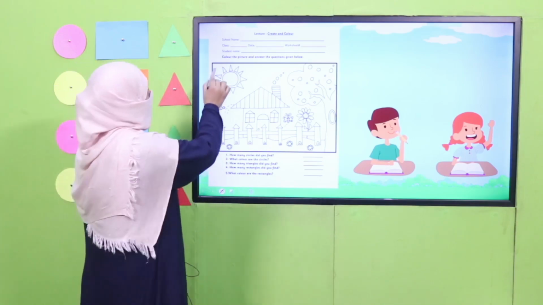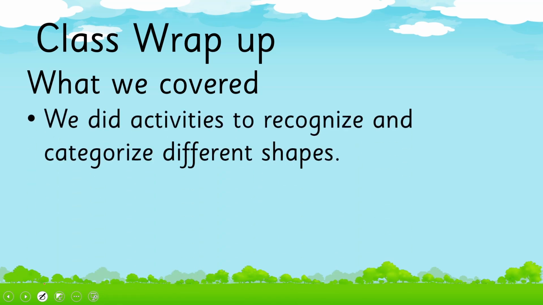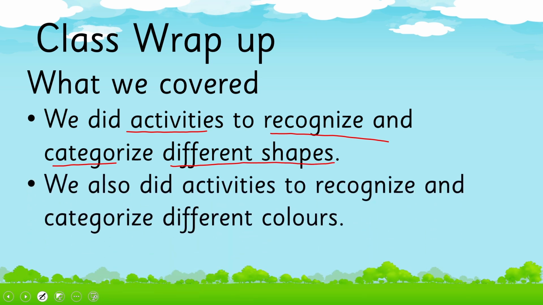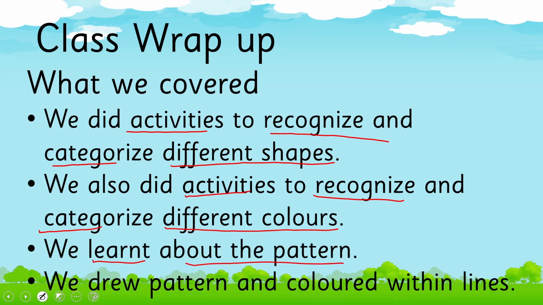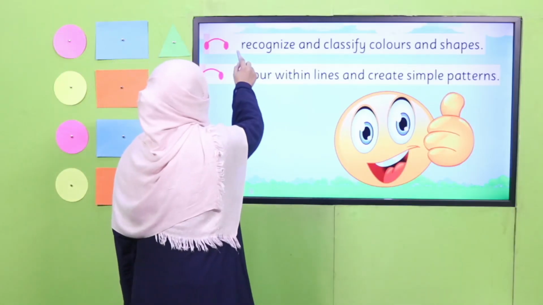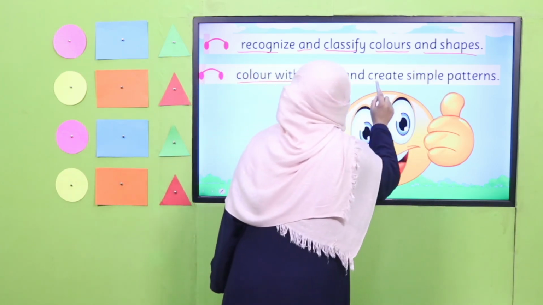And students, what will you do? You will color the picture and answer the questions given below. First, you will color this shape and then you will write the answers of these questions. So, what have we learned today? We did activities to recognize and categorize different shapes, and we did activities to recognize and categorize different colors. And then we learnt about the patterns. And we drew patterns and colored within lines. So in this way, we achieved today's SLOs, that was to recognize and classify colors and shapes and color within lines and create simple patterns.